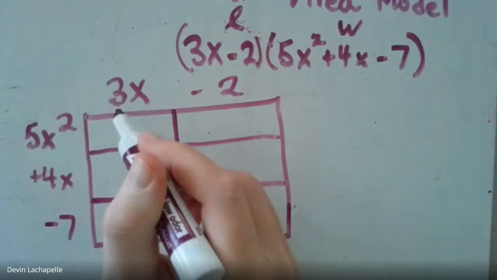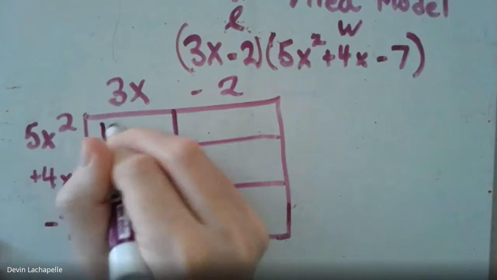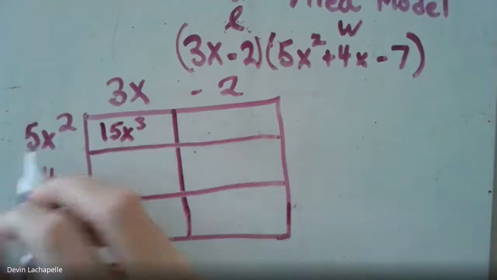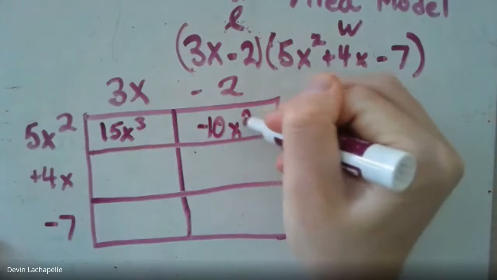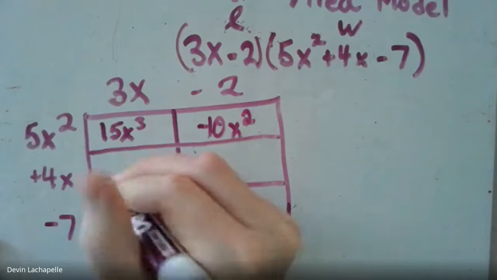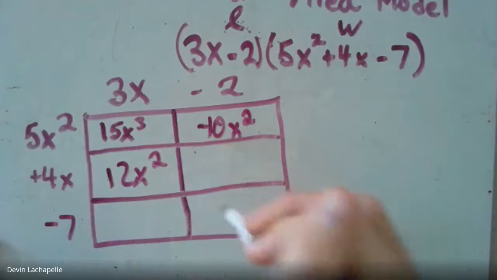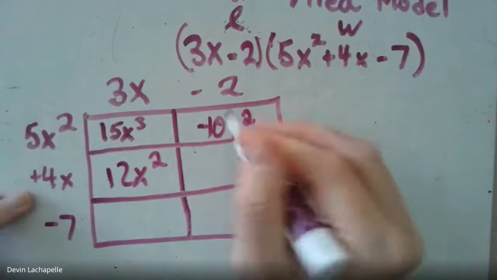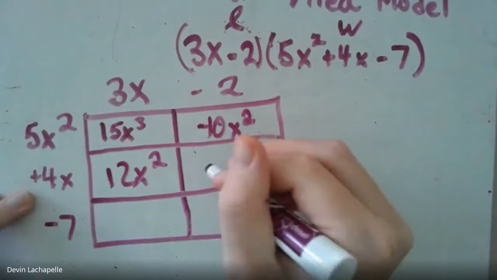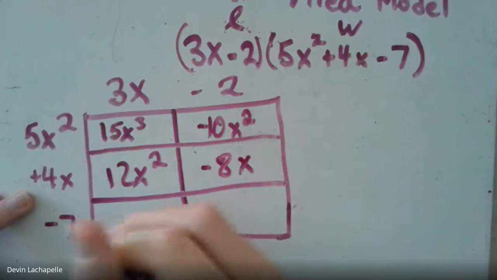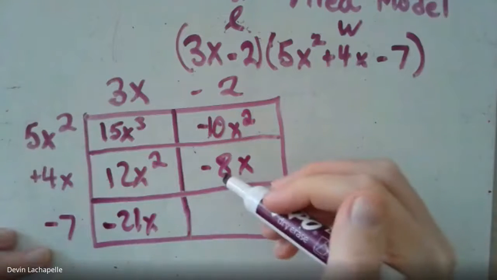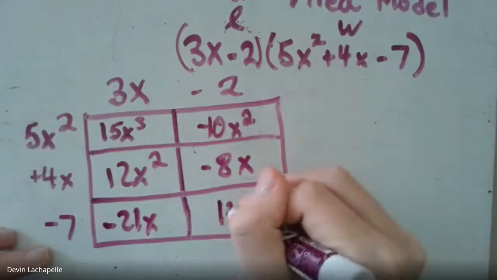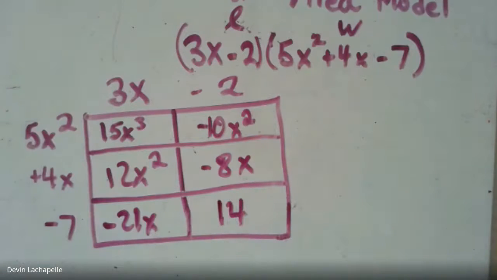Okay, so let's just multiply each intersecting part. 5x squared times 3x, it's 15x cubed. 5x squared times negative 2, that's negative 10x squared. 4x times 3x is 12x squared. And 4x times negative 2 is negative 8x. Negative 7 times 3x, negative 21x. And negative 7 times negative 2 is positive 14.